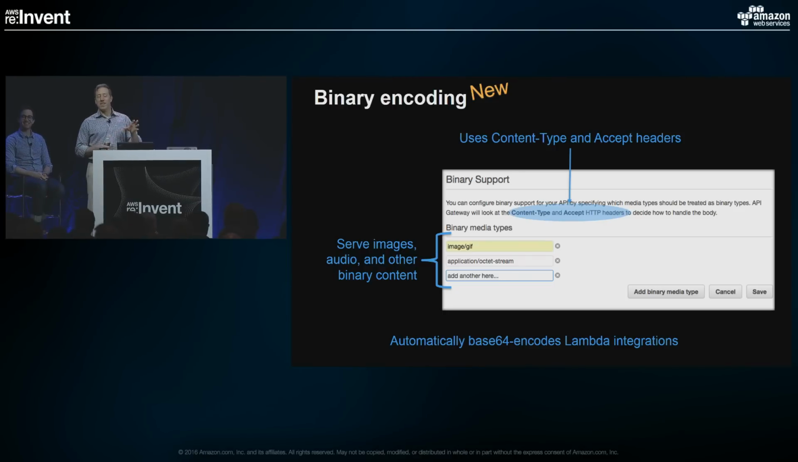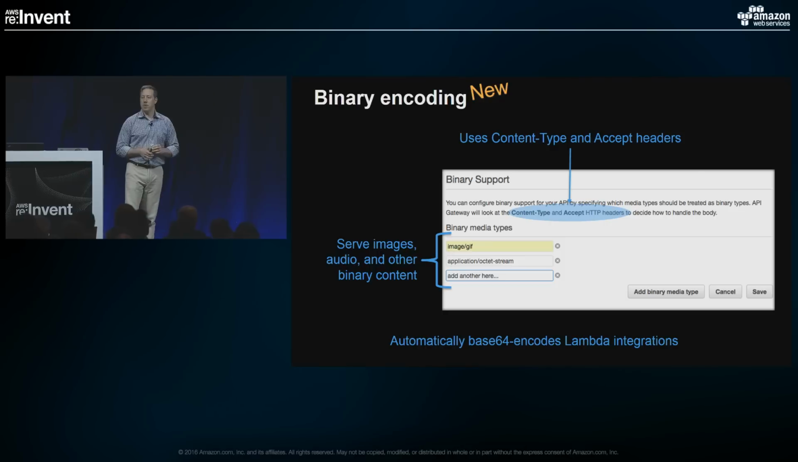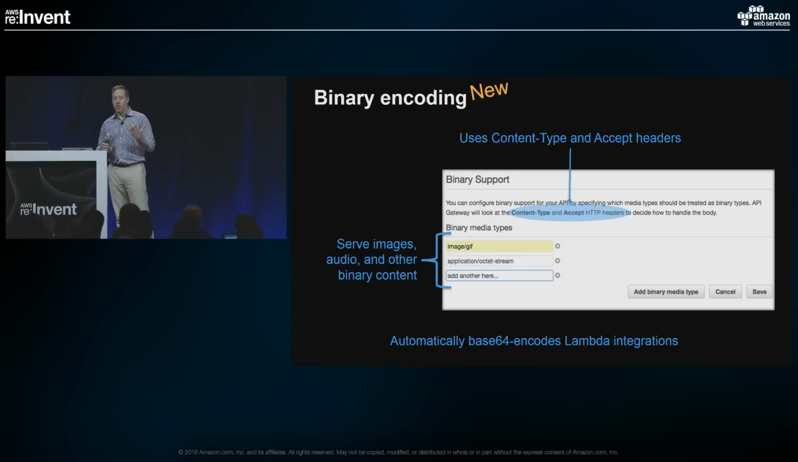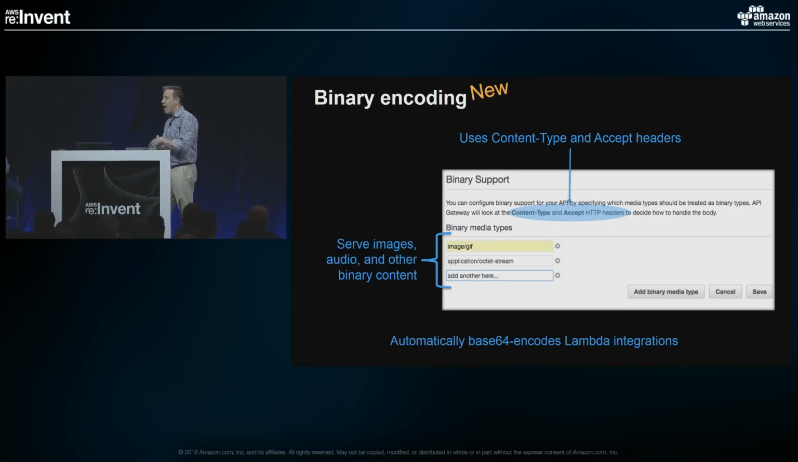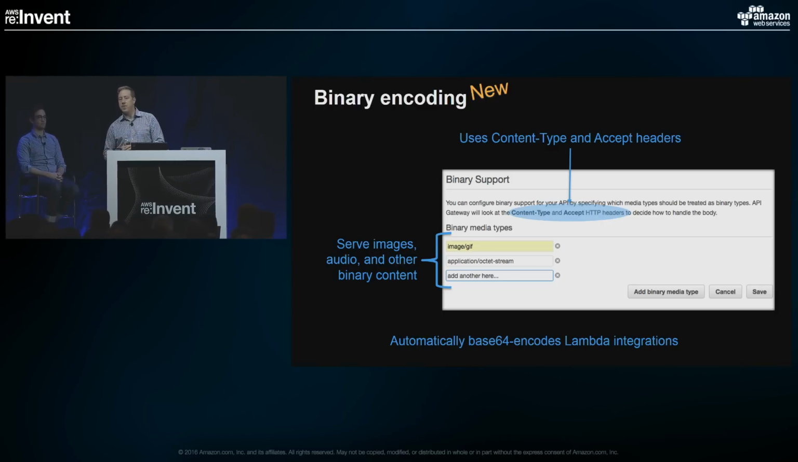Like environment variables, this one has been a much requested feature. We know that lots of companies are using different kinds of media types, audio, video, other binary files, and we're really feeling that it was challenging to translate those things into JSON in order to use API Gateway. So happy to add binary encoding support here. It lets you serve images, audio, and other types of content.